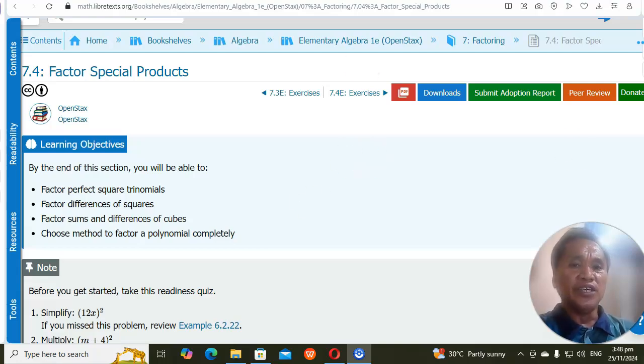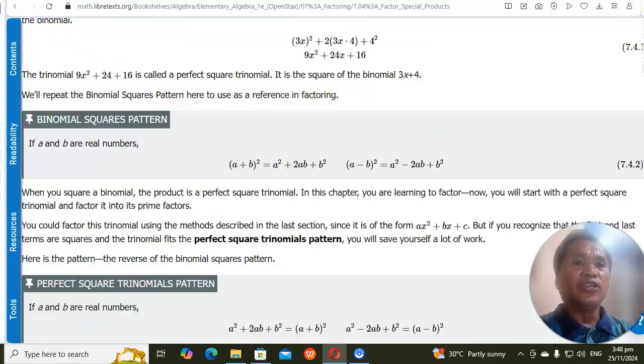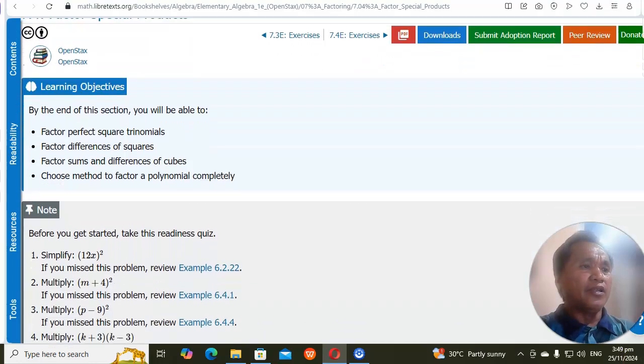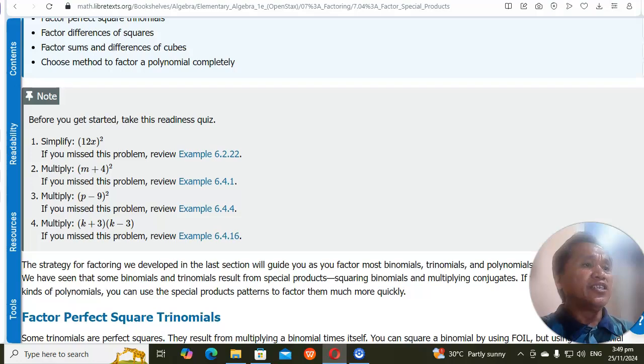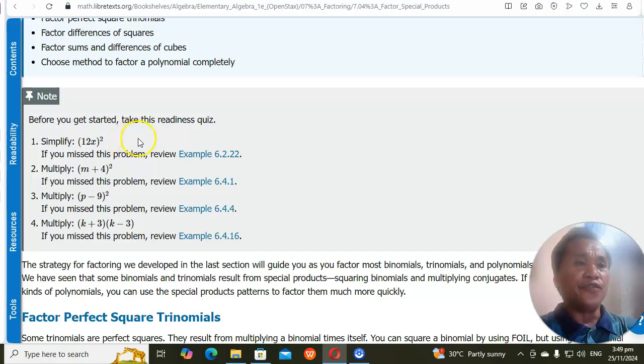So as we can see, before diving in, we should have a review. Okay. So here, simplify (12x) squared. So as we can notice, you have two factors, 12 and x. So you are going to square 12, the factor 12, and then you are going to square x. So you will get here 144x squared as your product.